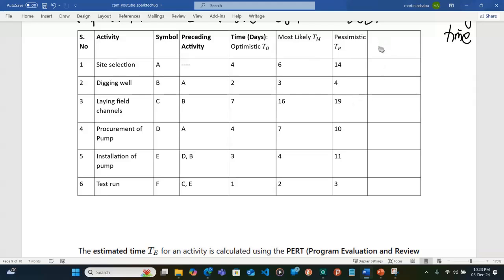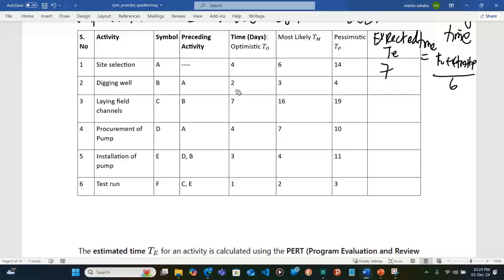So what we are going to put here is expected time, TE, and this is equal to T naught plus 4TM plus TP, and everything divided by 6. So that means I'm going to get 4 plus 6 times 4, that is 24, plus that is 28, plus that. So 28 plus 14, I divide by 6, I'll get 7.